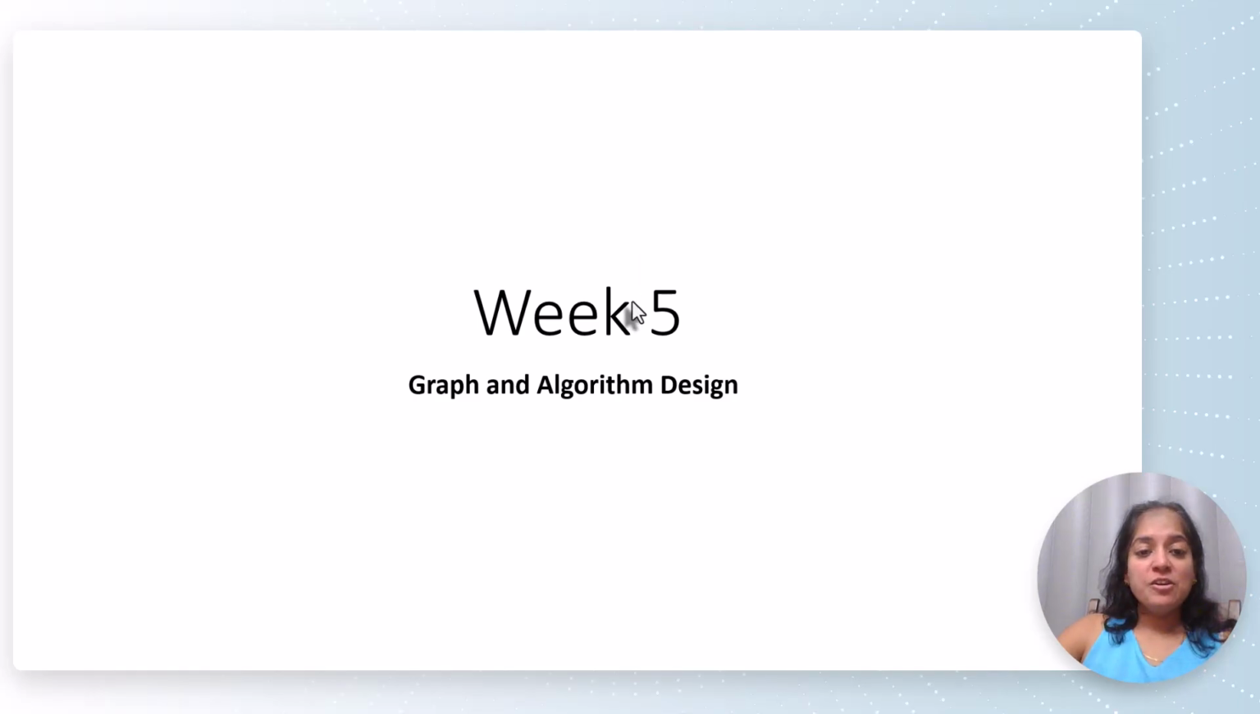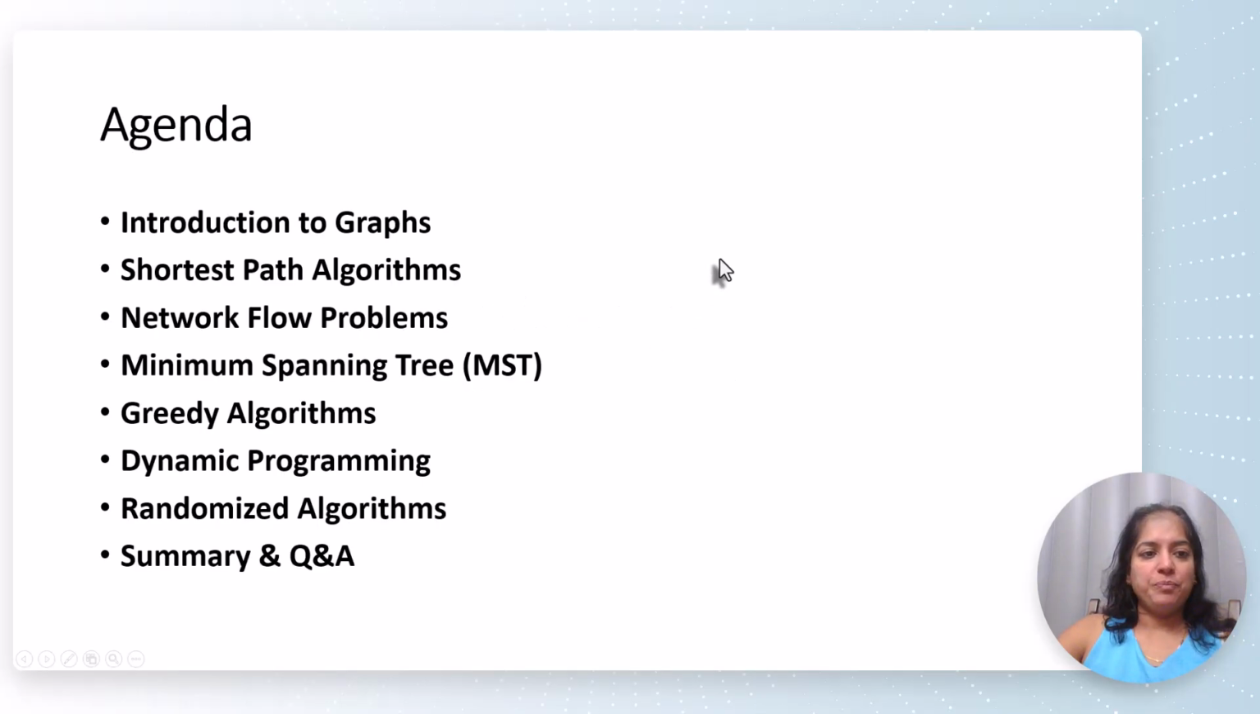Hello everyone. So today we are going to start with week 5, that is graph and algorithm design. In this one we are going to discuss what is a graph, what are the different shortest path algorithms, network flow problems, minimum spanning tree, greedy algorithms, dynamic programming, randomized algorithms, and summary. It may look like a lot, but in this week we will just go for their introduction, that is, what are these.